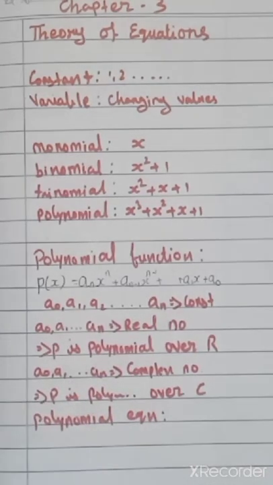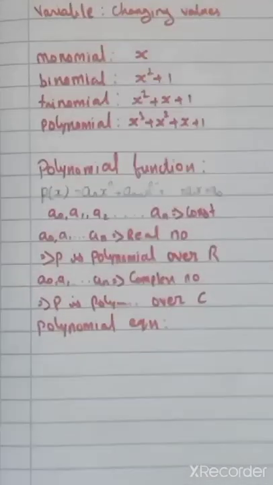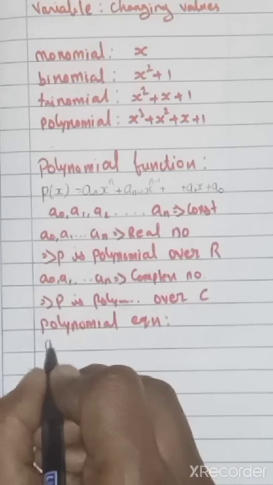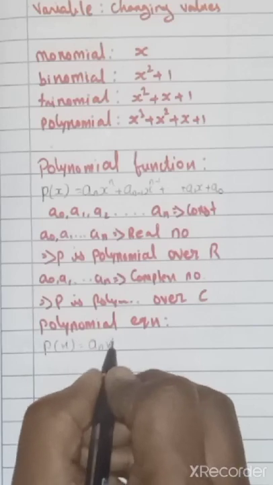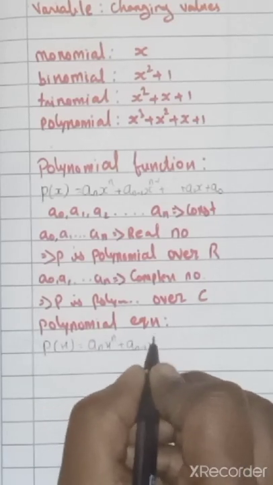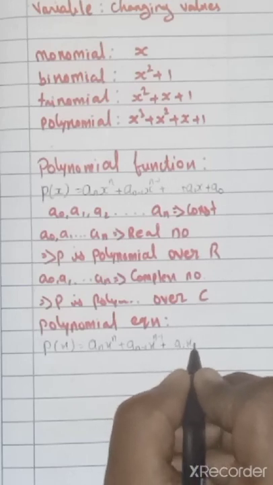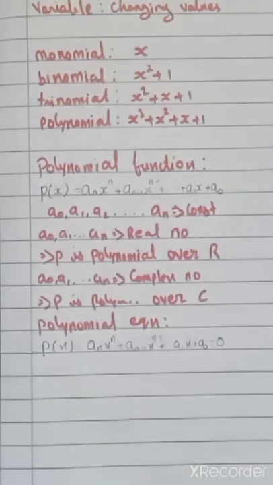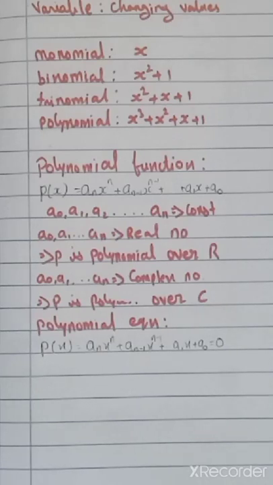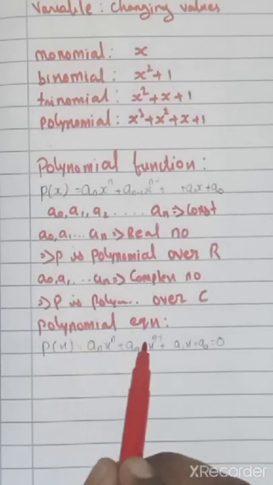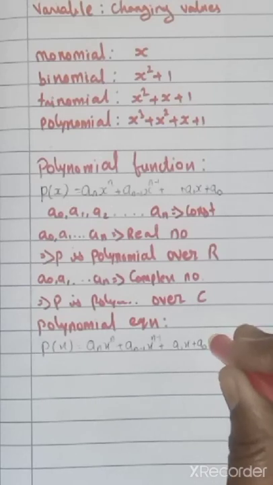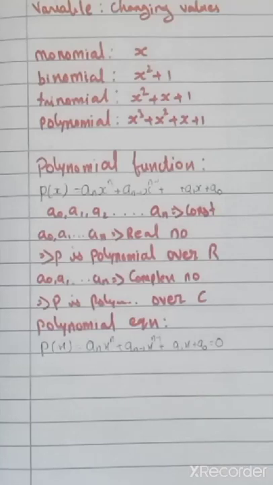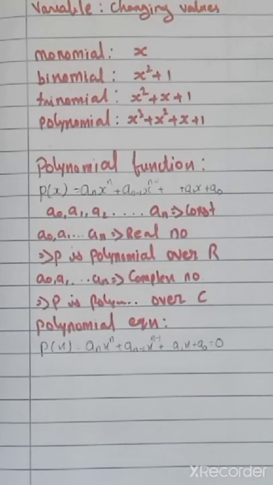Polynomial equation. So what is meant by polynomial equation? Same thing, that is p of x equal to a_n x^n + a_(n-1) x^(n-1) + etc. up to a_1 x + a_0, if it is equal to 0. So if it is equal to 0, then you can say that the given equation is a polynomial equation. If 0 is not there, then it is a polynomial function. If 0 is there, it is a polynomial equation, okay?